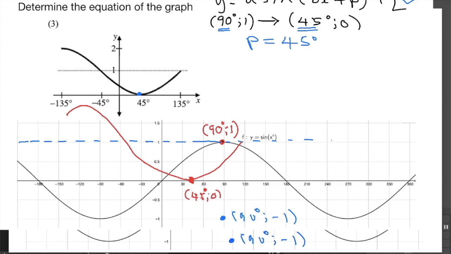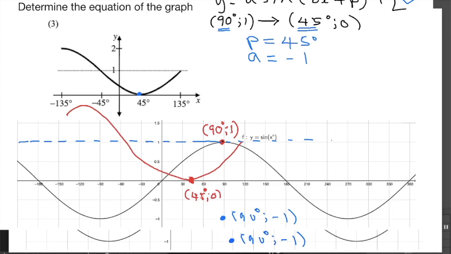Now, if you look at the amplitude of sine x, the amplitude of sine x is 1, but because there is a reflection, this actually tells us that A should be equal to -1. I need you to understand why there is a minus. The minus is telling us that we reflected along the x-axis. So that point 90, 1 was reflected along the x-axis, and it obviously went to 90 degrees and -1.